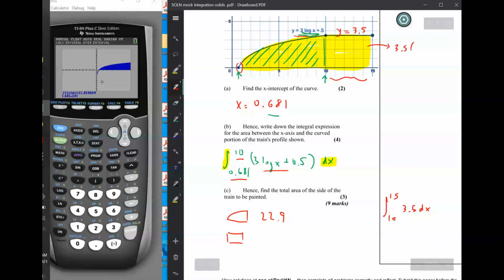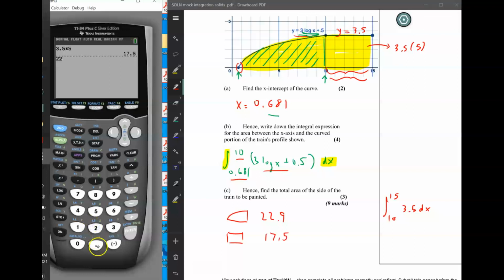It's not 3.5 times 10 or 15. You have to find the difference of the two, right? The width of this rectangle is 5, so it would be 3.5 times 5. Okay, so let's find out what that is. And then I'll go back and show you how to figure out the integral using another method. So this would be 17.5. Okay, so the total would be 22.9 plus 17.5, which is equal to 40.4.